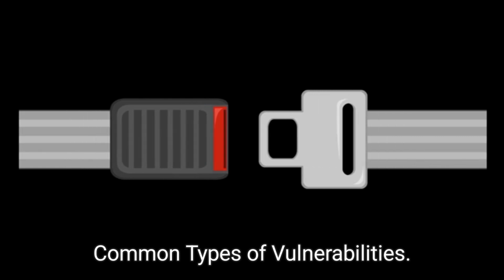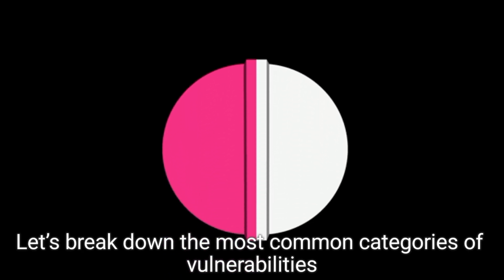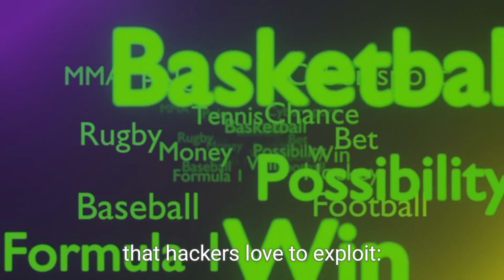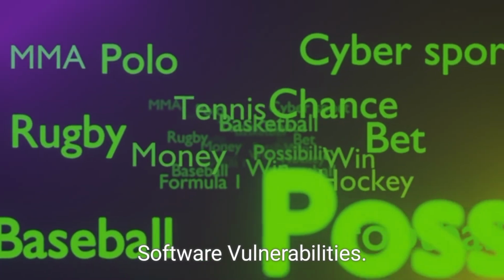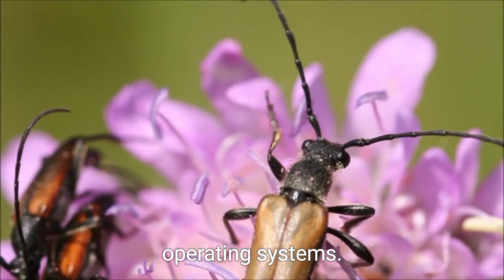Section 2. Common types of vulnerabilities. Let's break down the most common categories of vulnerabilities that hackers love to exploit. 1. Software vulnerabilities. These are bugs or weaknesses in applications and operating systems.